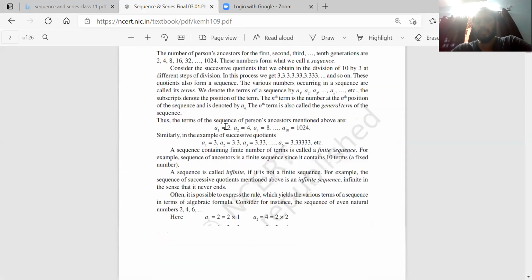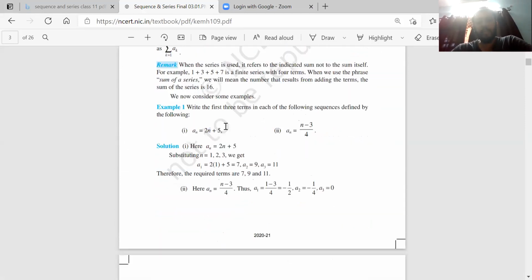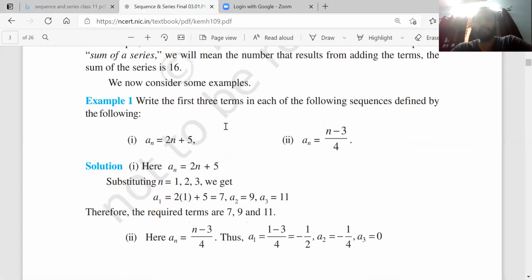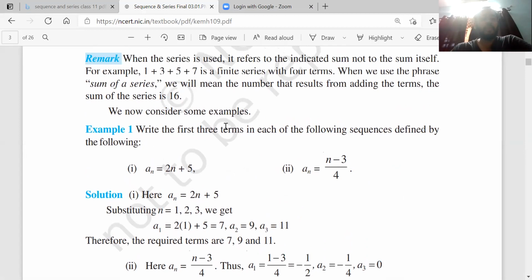So the question is here, correct? But the main idea: the first three terms of each of the following sequences. First three terms means we already know what it is, correct? A1, A2, and A3. So I just put n is equal to 1, then n is equal to 2 and 3 and so on. That's it. That is our first three terms in this. So that is quite easy, so I'm not going to discuss it now.